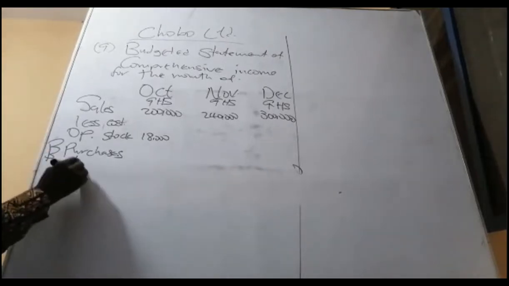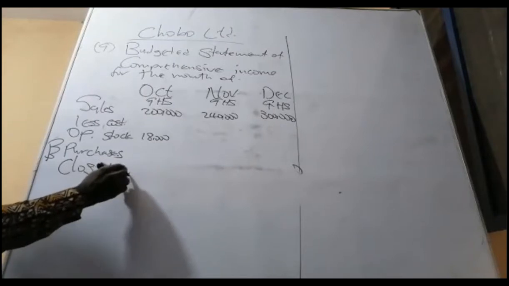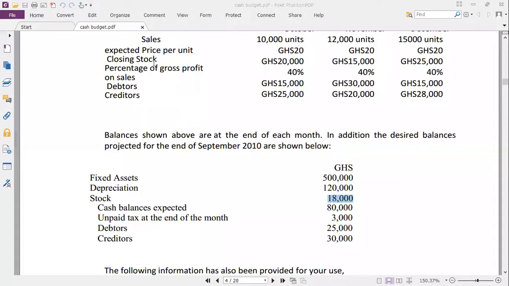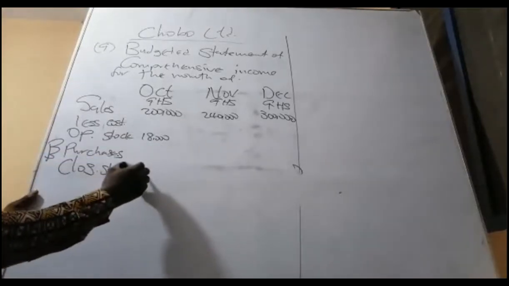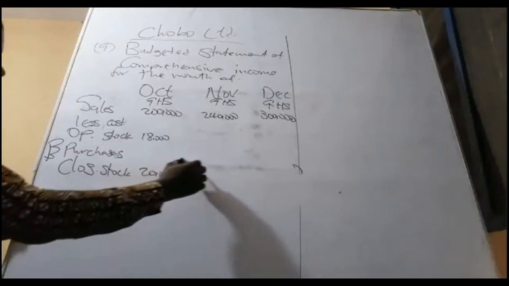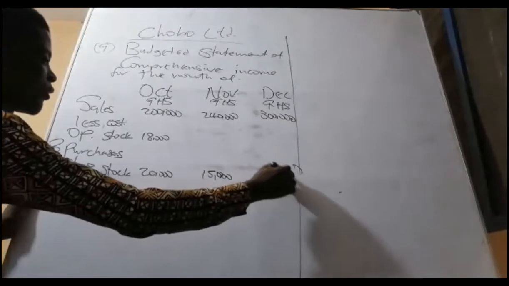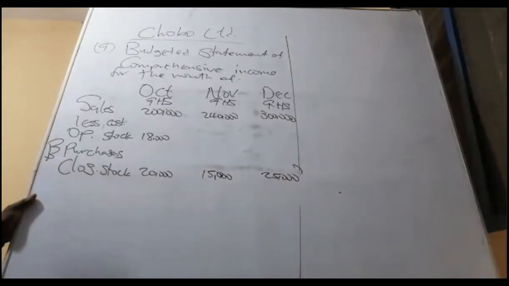However, I will give you the closing stock. So let's record the closing stocks. Now the closing stocks are here: 20,000 for October, 15,000 for November, and 25,000 for December. Great.